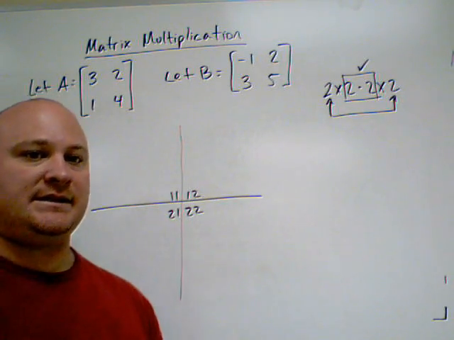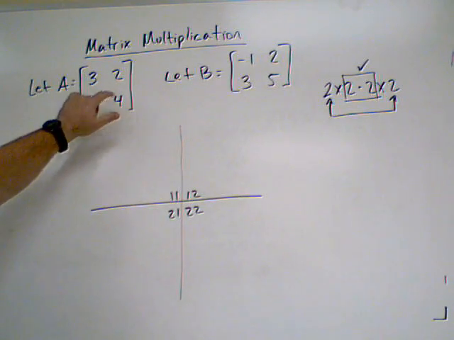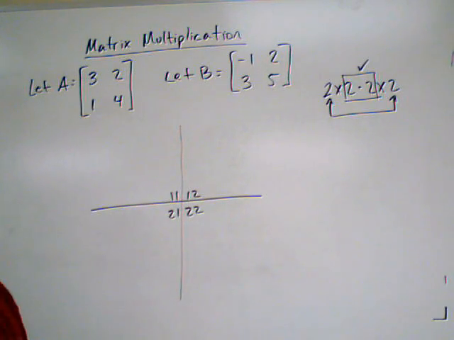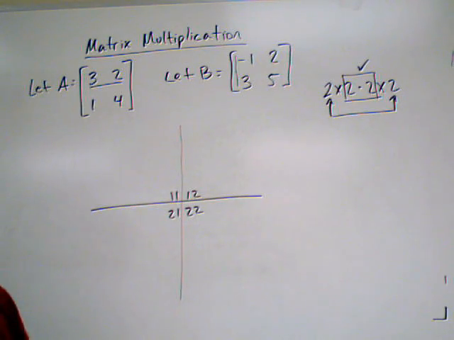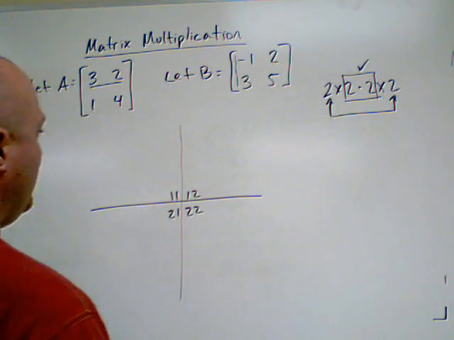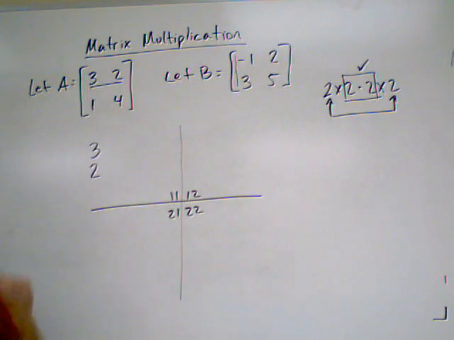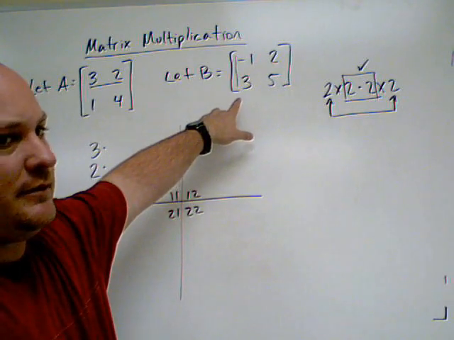These numbers stand for the row of matrix A and the column of matrix B that I'm working with. The row comes first, the column comes second. So if I want row 1, column 1, I'm going to take row 1 and column 1. I'm just putting these marks down as a way to keep track of what I'm doing. So I'm going to take the numbers 3 and 2 from matrix A and multiply them by corresponding terms in matrix B, but using the column instead of the row.